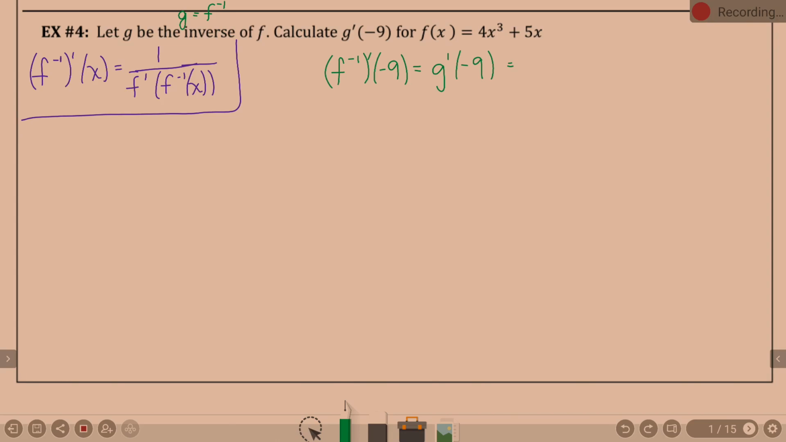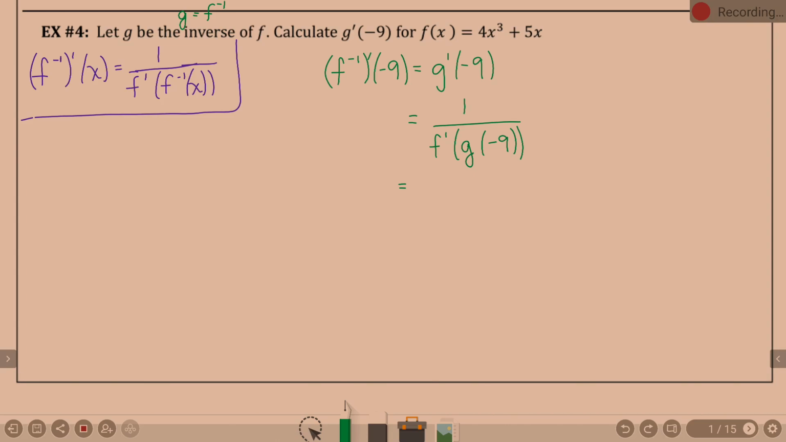So keep in mind, I guess maybe I should rewrite this formula also. If I'm filling this in here, my formula is going to be 1 over f prime of f inverse of x, except what are we calling f inverse at this point? G of x. Not x though, negative 9. I'll get myself straightened out here. So, first thing we've got to do is to find G of negative 9.